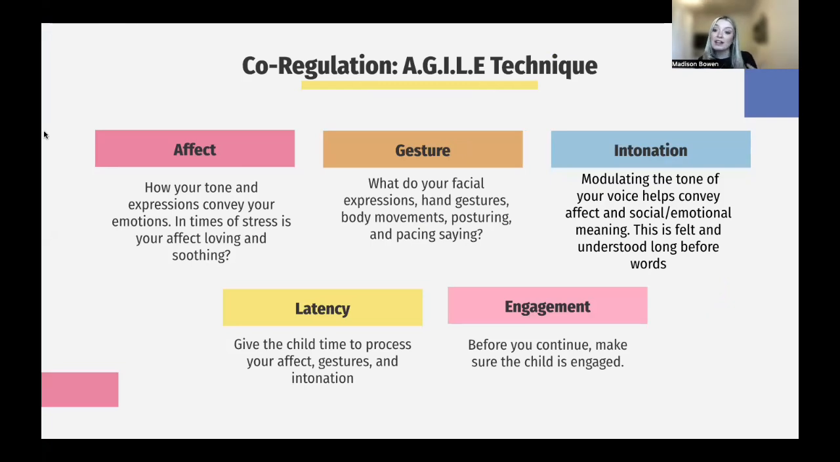So, this is one technique you can use to co-regulate. It's called the AGILE technique. So, it's affect, gesture, intonation, latency, and engagement. And this is just a guideline to keep in mind when you are participating in co-regulation.